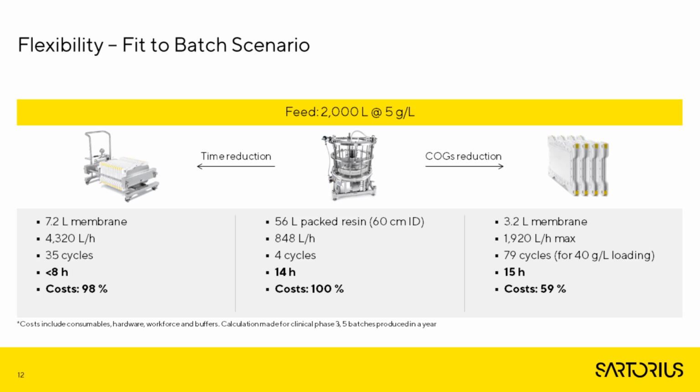On the other hand, you can go towards cost reduction. Then you use less membrane, less flow rate, you cycle more often, and you get it done in roughly the same time frame, so 15 hours, but you reduce your cost by 40%. So these are the two options you can use to optimize your process depending on your main driver prioritization.